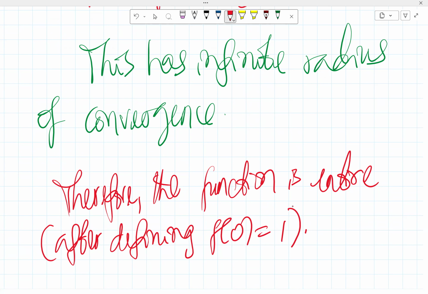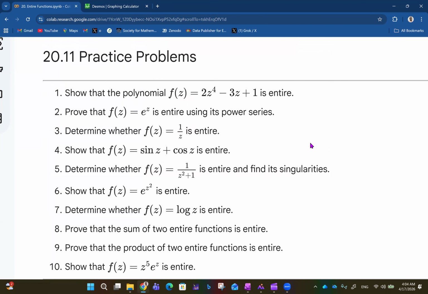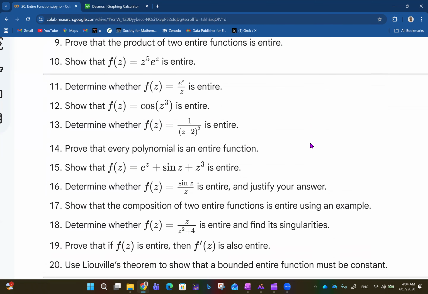So with this, we come to the end of that interesting video. I'll flash the questions again so you can remember to try your hands on them. So you have question 1 to 10 right here. Try them out. Then you have 11 to 20. I have done two of them for sure: question 6 and question 16.